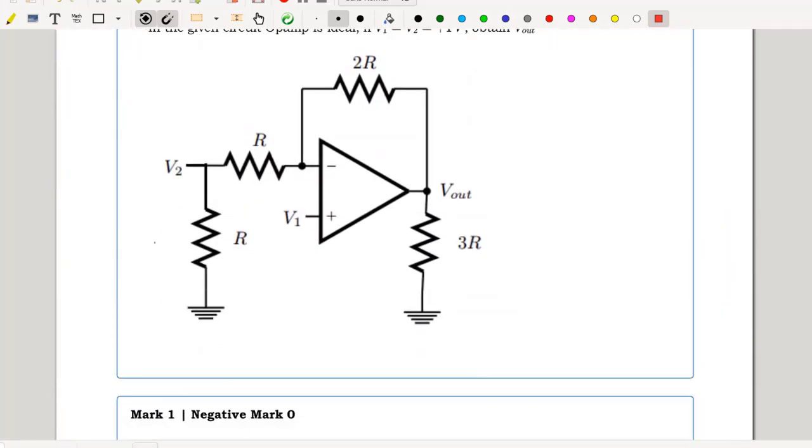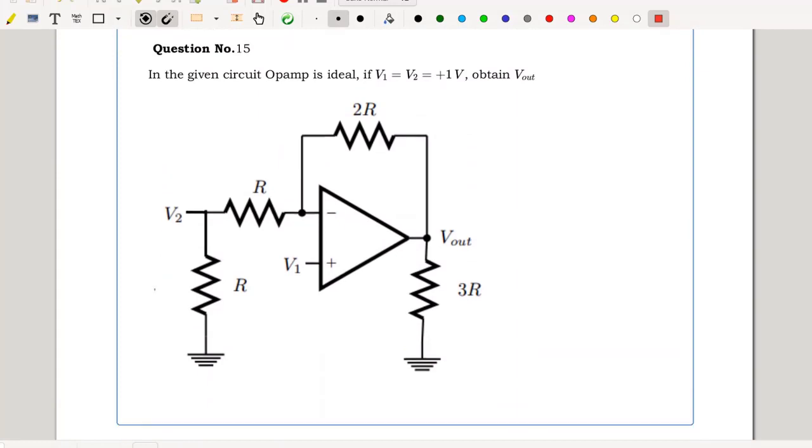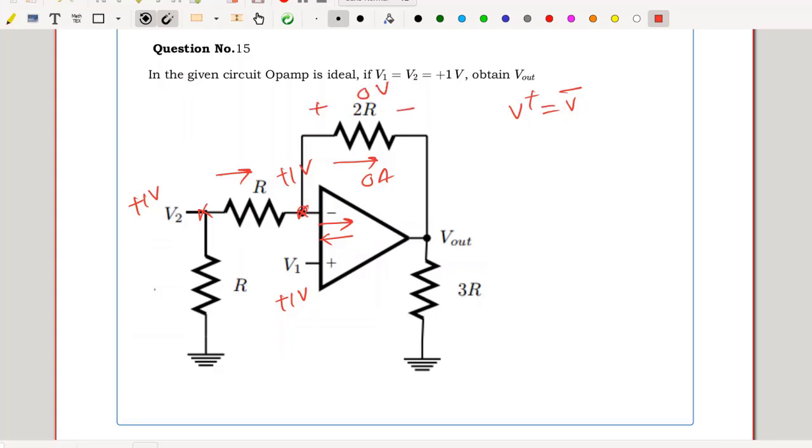Question number 15. In the given circuit, op-amp is ideal. If V1 equal to V2 equal to plus 1 volt, obtain V out. V2 positive 1 volt, V1 also equal to plus 1 volt. Op-amp is connected in negative feedback mode, hence V plus equal to V minus is valid. Both potentials are equal. Hence, there is no current flow through R, there is no current into the op-amp, there is no current from the op-amp, hence current flowing through 2R is also 0 amperes. No drop across 2R, 0 volts. This is my positive 1 with respect to ground, minus the drop 0 will give me V out. So 1 minus 0, this also will be at positive 1 volt.